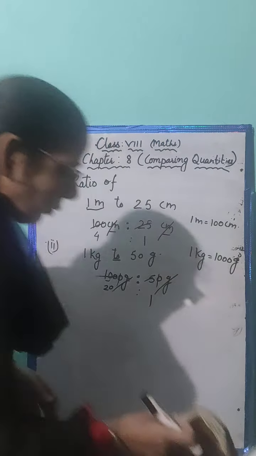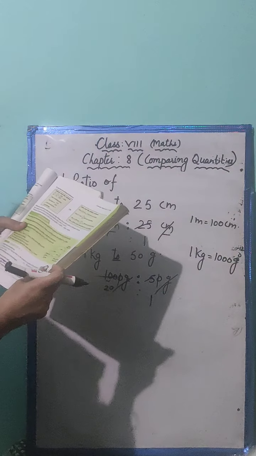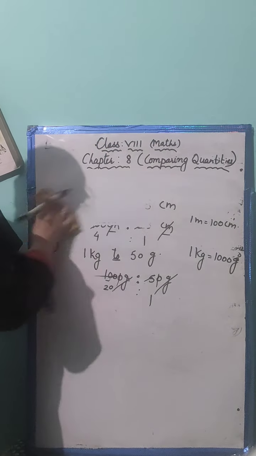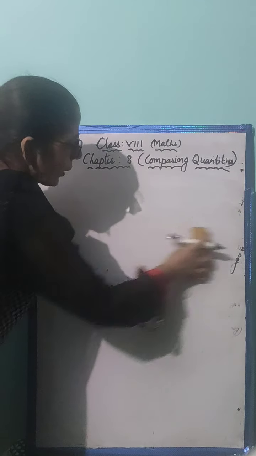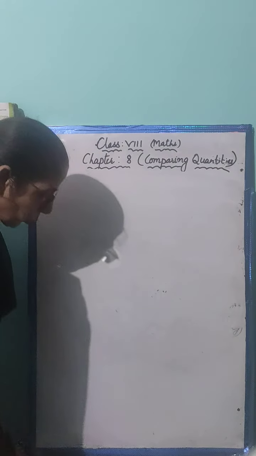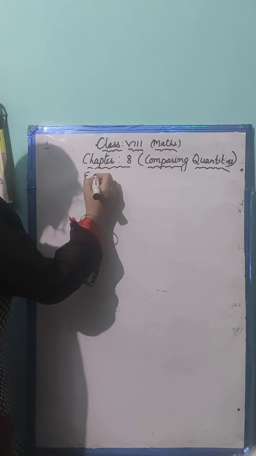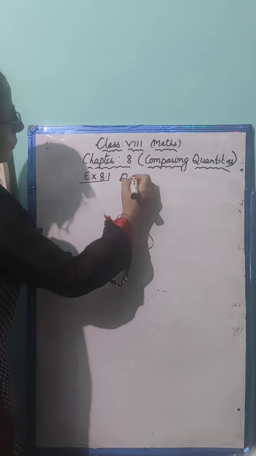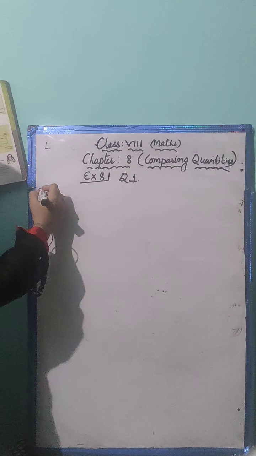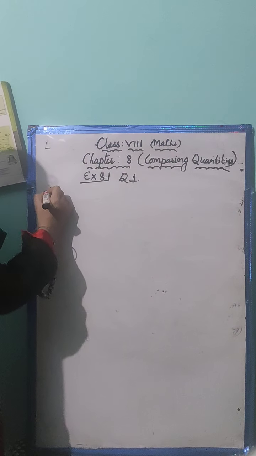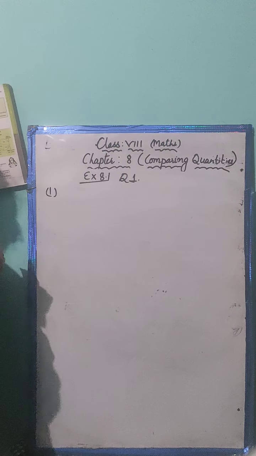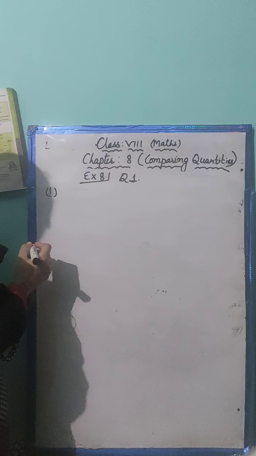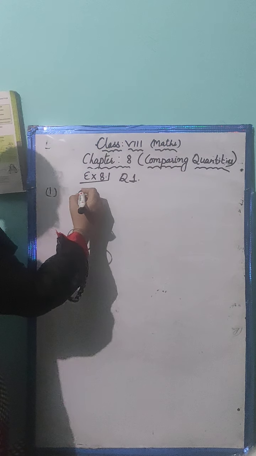Let us solve the book questions of ratio. Let us start the text exercise. Solving exercise 8.1, question number 1, first part. Speed of a cycle is 15 km per hour to speed of scooter is 30 km per hour. We have to find the ratio.